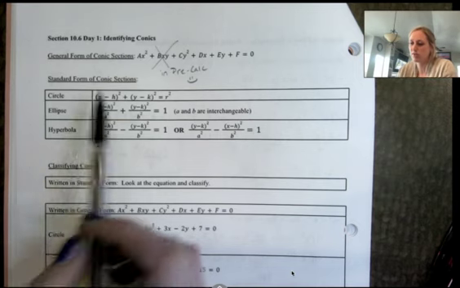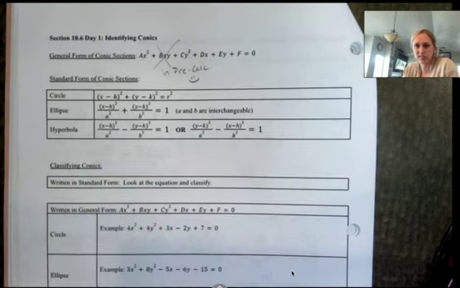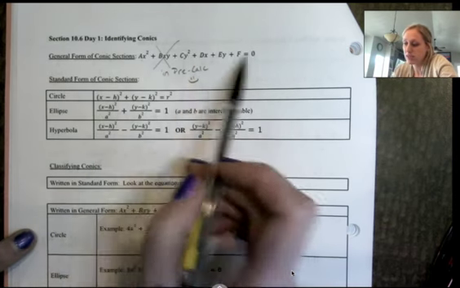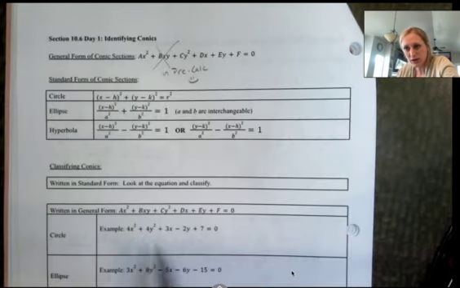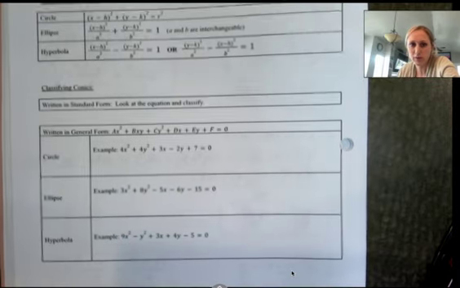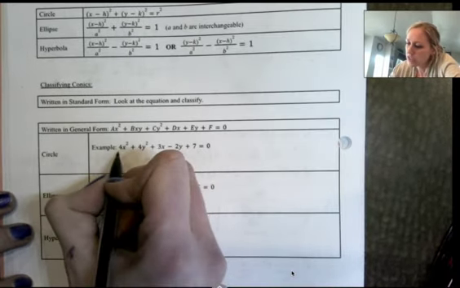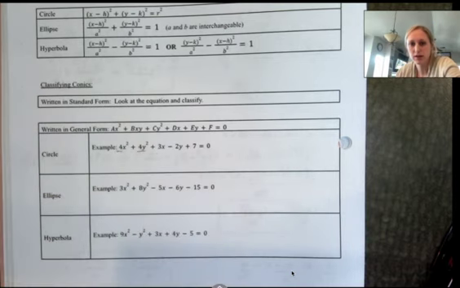So if it's in standard form, I can just look at it and know what it is. Now, if it's in general form, it looks like this. How do I tell what it is? So here, I'm going to give you guys a couple shortcuts. We're going to just look at the x squared and the y squared.